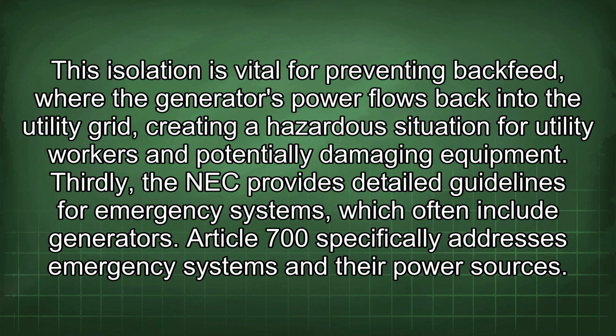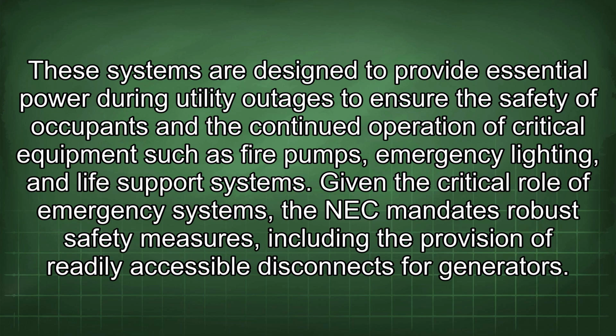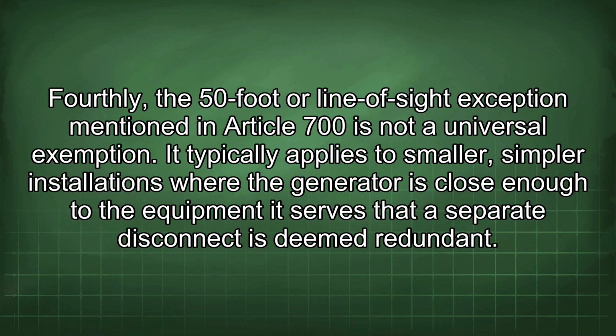Thirdly, the NEC provides detailed guidelines for emergency systems, which often include generators. Article 700 specifically addresses emergency systems and their power sources. These systems are designed to provide essential power during utility outages to ensure the safety of occupants and the continued operation of critical equipment such as fire pumps, emergency lighting, and life support systems. Given the critical role of emergency systems, the NEC mandates robust safety measures, including the provision of readily accessible disconnects for generators. Fourthly, the 50-foot or line of sight exception mentioned in Article 700 is not a universal exemption.